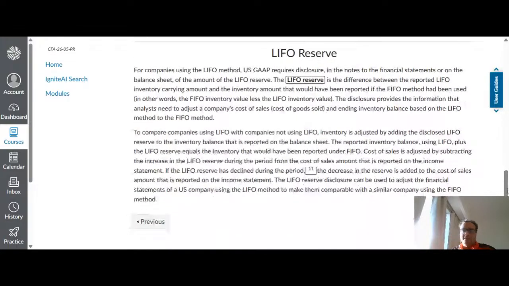Now let's see what the LIFO reserve is. For companies using the LIFO method, US GAAP requires disclosure in the notes to the financial statements or on the balance sheet of the amount of the LIFO reserve. And what is the LIFO reserve? It is the difference between the LIFO reported inventory carrying amount and the inventory amount that would have been reported if the FIFO amount was to be used.